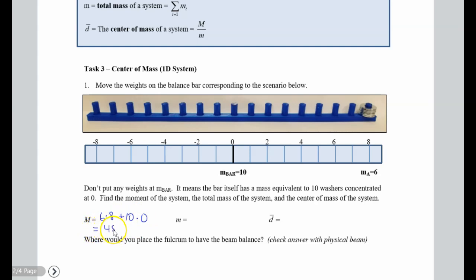total moment. So that's the moment of the system. Total mass, you do count this, so this is 10 and 6, so that'll be 10 plus 6, which is 16. There's our 16. And then the center of mass, we're going to divide that out, so 48 over 16. Just take your 48 and divide by 16. That should be at 3. So that means right here at 3, so 1, 2, 3, right here, we should be able to put our fulcrum and balance this out.